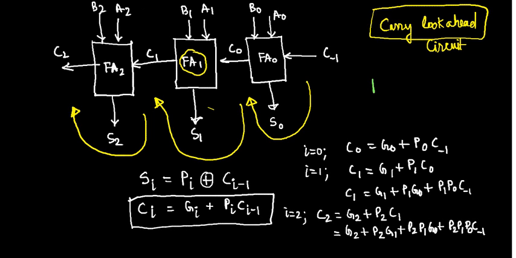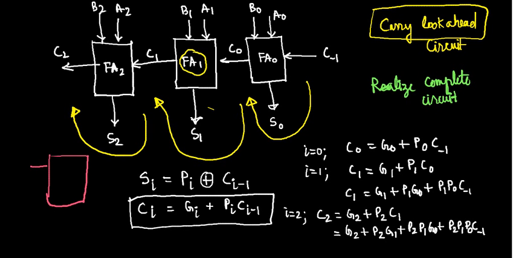Realize the complete circuit. What I mean by realization is, at the end just tell me what is inside this box. The input to that box will be the number of bits. Let me draw it in the minimum possible way.